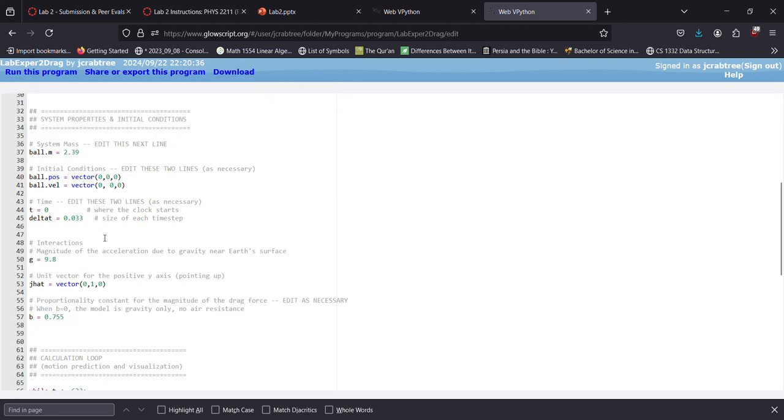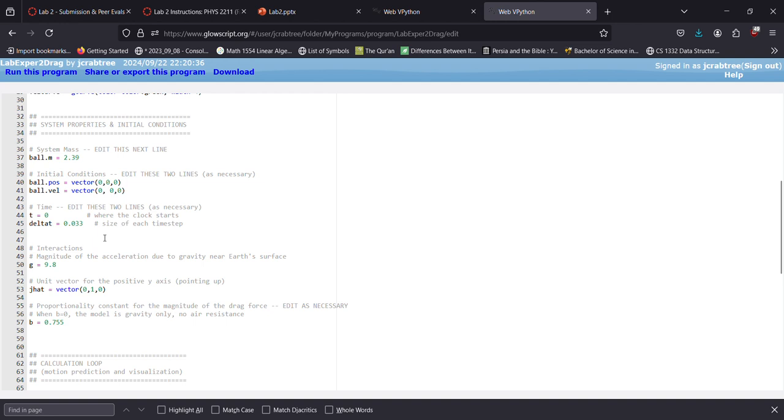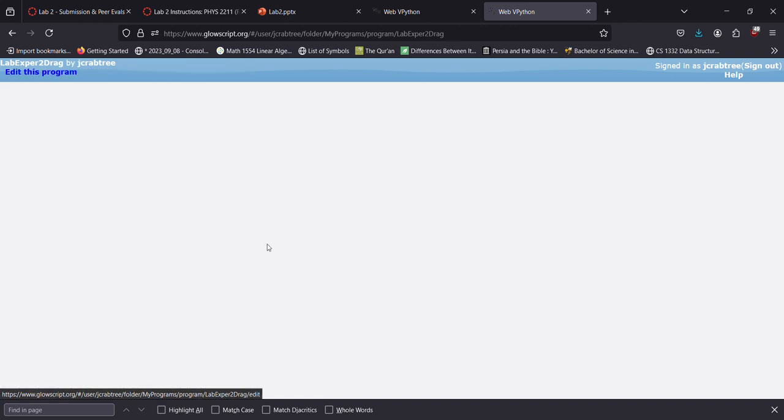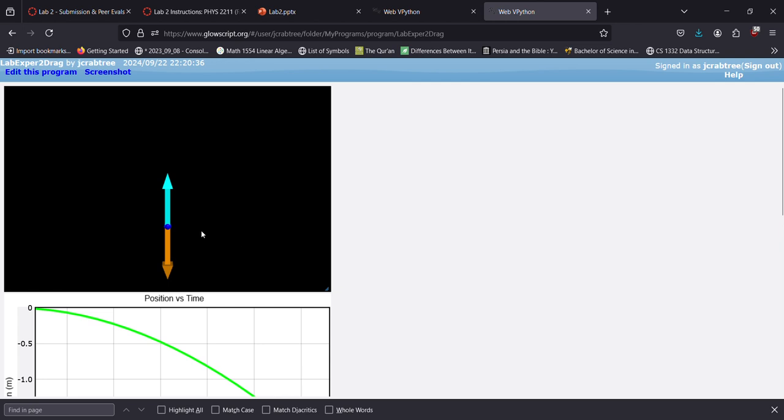Here is the model accounting for b. I derived b to be 0.755 kilograms per meter, and I'll explain how I did that in the main idea section of the presentation. And here you can see the drag force as the cyan arrow and the force of gravity as the orange arrow, where they move in an equal and opposite direction.